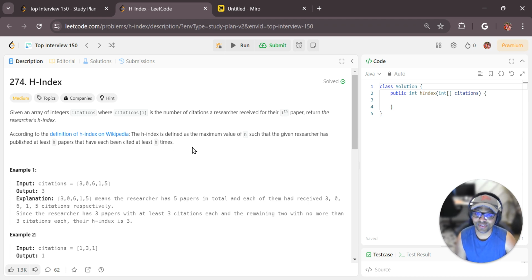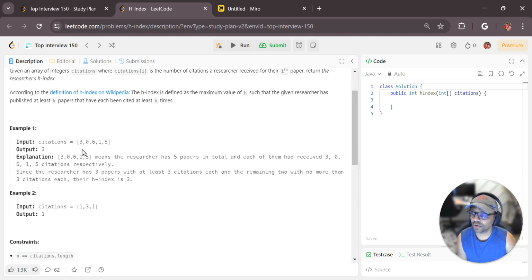Wait, okay, I need to read that again. Maybe let me read it very slowly. The h-index is defined as the maximum value of h such that the given researcher has published at least h papers that have been cited at least h times. I see, I see. I think so.